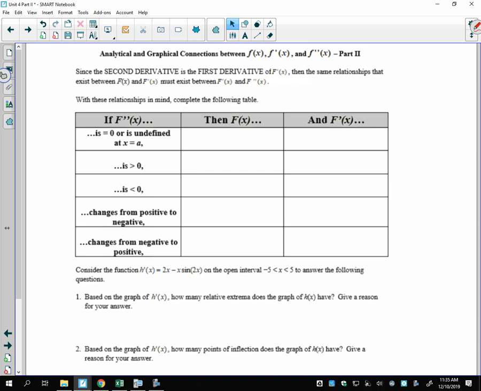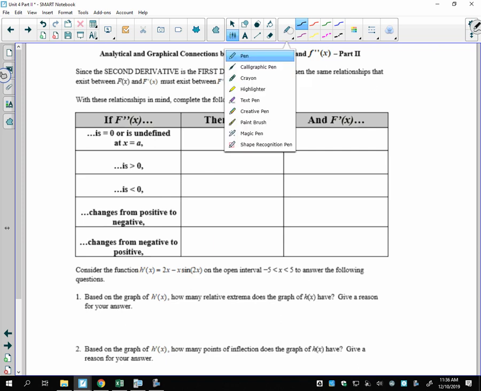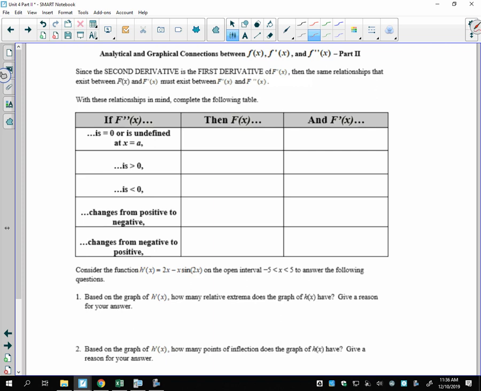That's hard to think about sometimes, but if this is the second derivative, it's like the first derivative of the first derivative. And so let me talk you through this and see if we can make any sense of it, and then see if we can look at a graph.